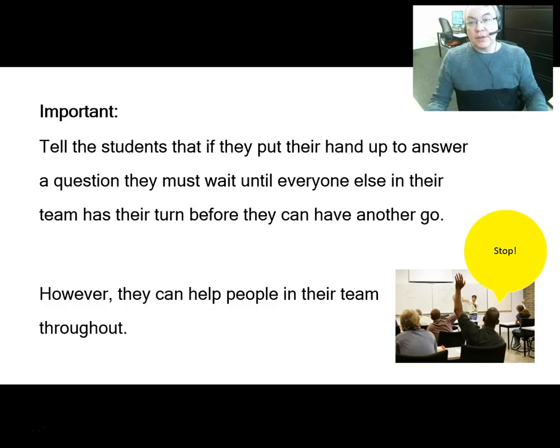It's important to tell the students that they have to wait until everyone else in their team has a go before they can try again. But they can help other people, and they can help the person answering the question as well throughout the game.